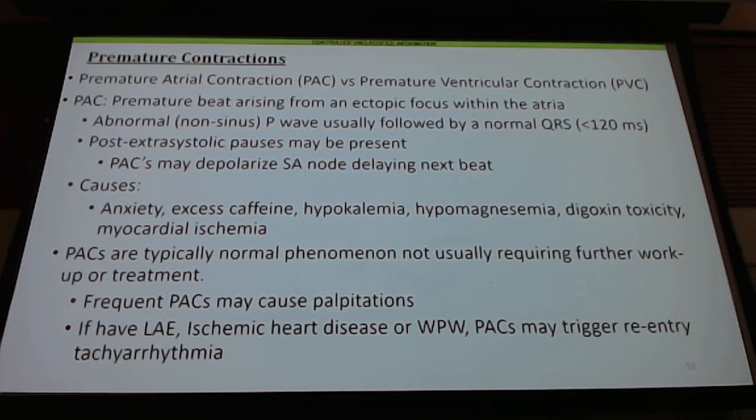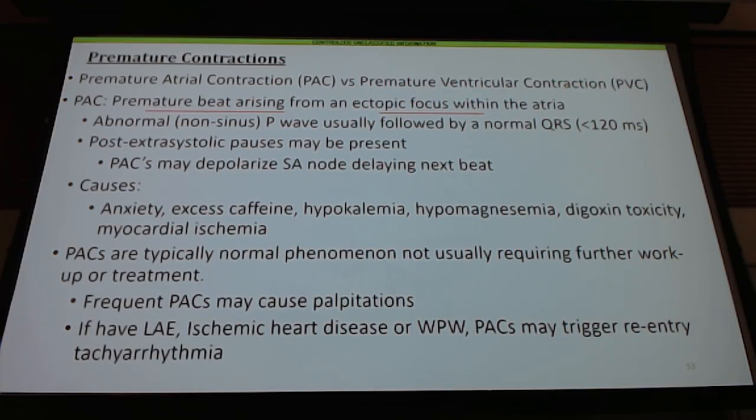Speaking of premature contractions, you can have premature atrial contractions, and you can have premature ventricular contractions. Really, the difference is where the foci causing that premature contraction is occurring. Is it from the atria or from the ventricle?